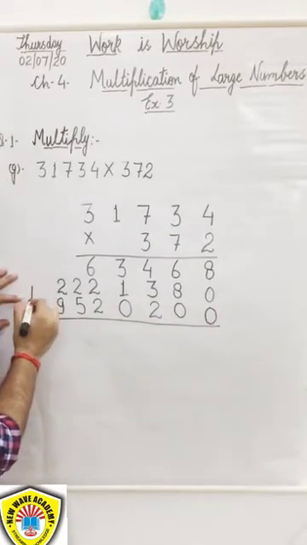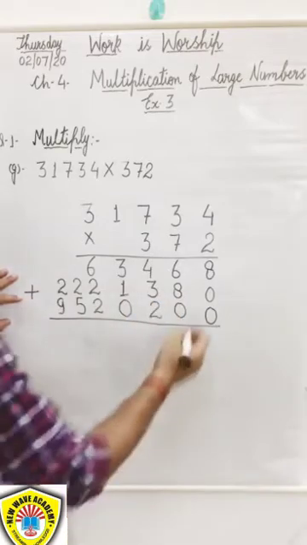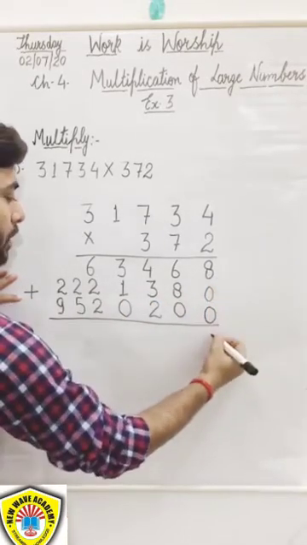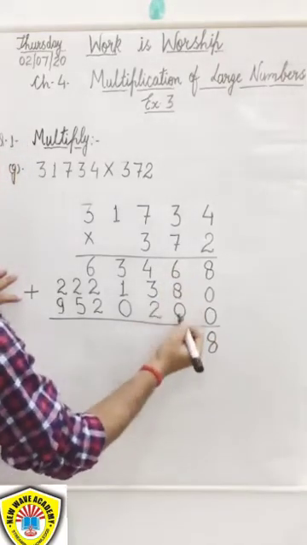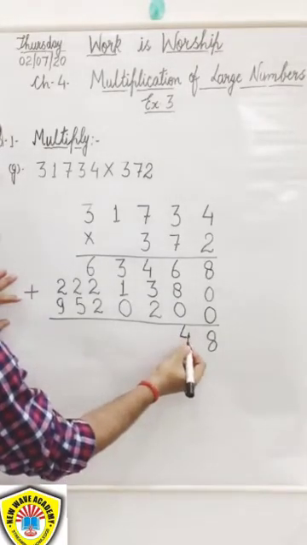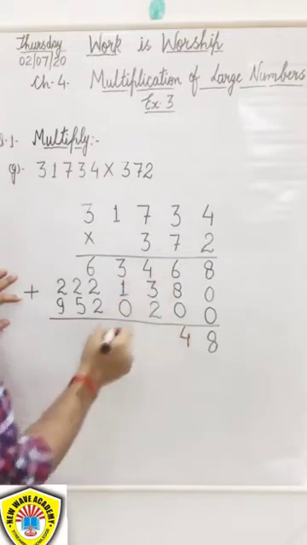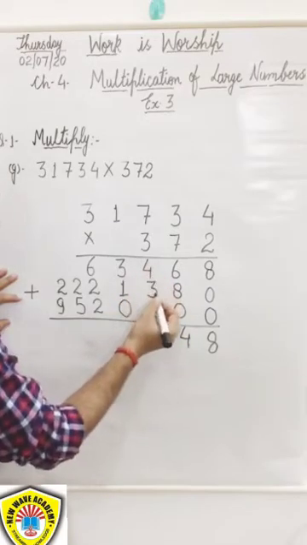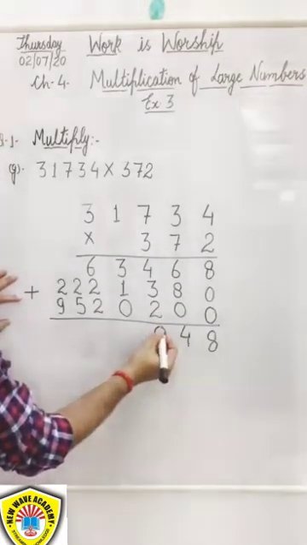Now let's add all these numbers to find the product. Okay, so 8 plus 0 is 8. 6 plus 8 is 14. So we will write only 4 here. 1 is carried to the next number. 4 plus 3 is 7, 7 plus 1 is 8, 8 plus 2 is 10. So we will write 0.